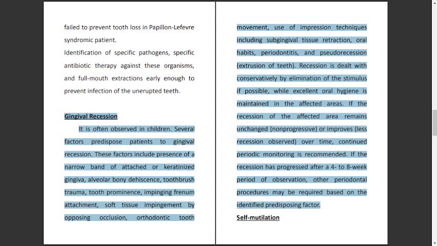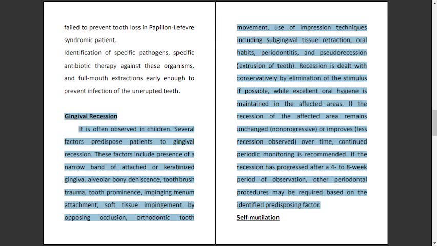It is often observed in children. Several factors predispose patients to gingival recession. These factors include presence of a narrow band of attached or keratinized gingiva, alveolar bony dehiscence, toothbrush trauma, tooth prominence, impinging frenum attachment, soft tissue impingement by opposing occlusion, orthodontic tooth movement, use of impression techniques including subgingival tissue retraction, oral habits, periodontitis, pseudorecession, and extrusion of teeth.